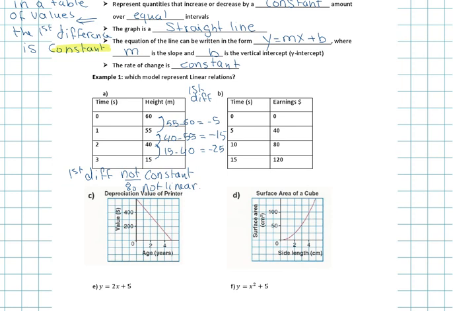The next one is constant. So 40 take away 0 for the next one. 80 take away 40. And then 120 take away 80 is 40, right? Because the first difference is constant, that means it's a linear function.